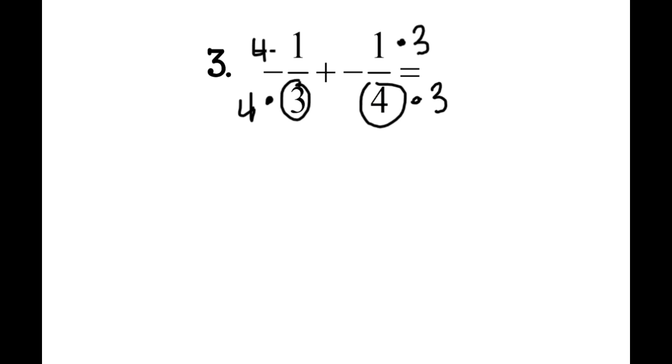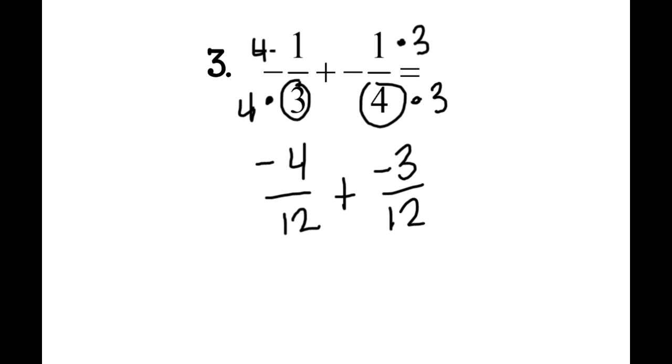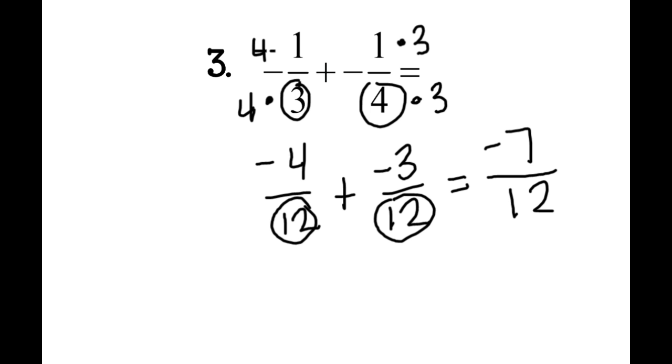So now this is negative 4/12 plus negative 3/12. I have my common denominator of 12, so I need to add negative 4 plus negative 3. Do you remember in chapter 3 when I kept saying, if you don't understand how to add and subtract negative numbers, it's going to haunt you the rest of the year? Here's where it's starting to haunt you, right? Negative 4 plus negative 3 is negative 7. So we have negative 7/12.